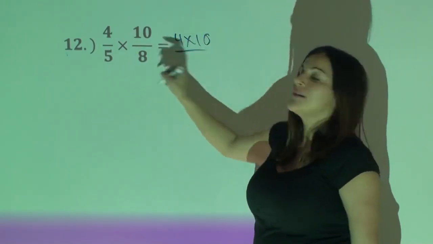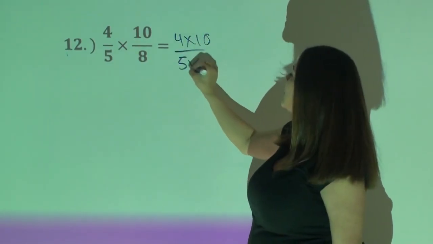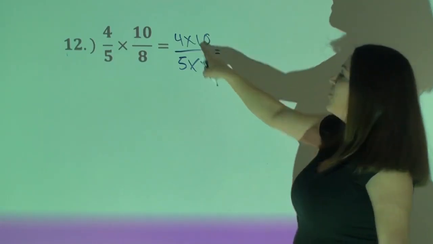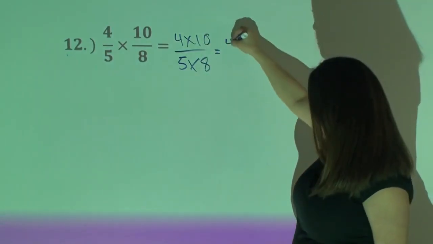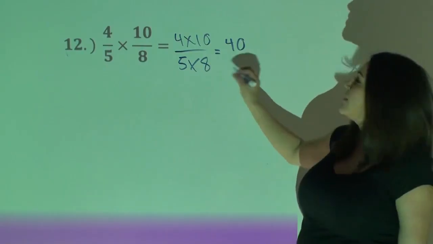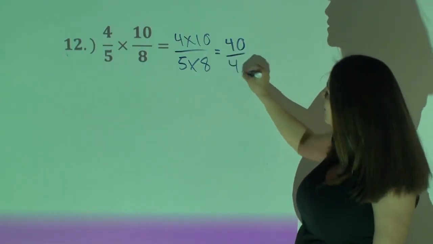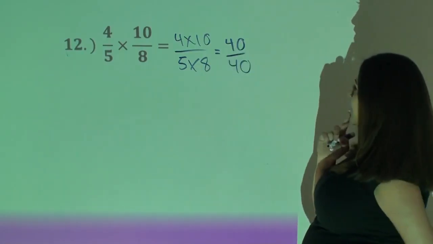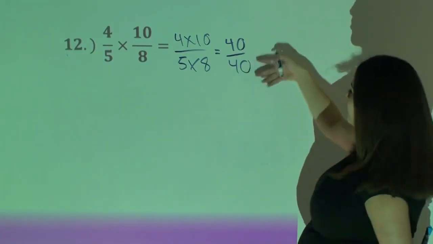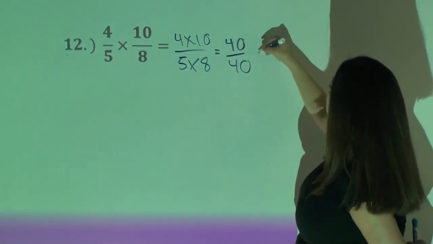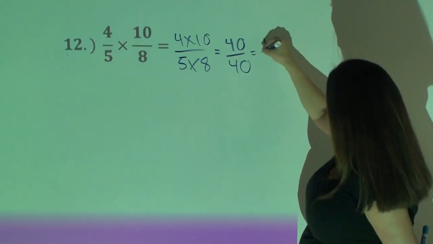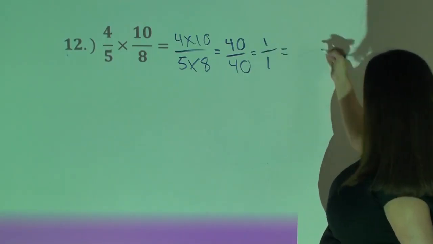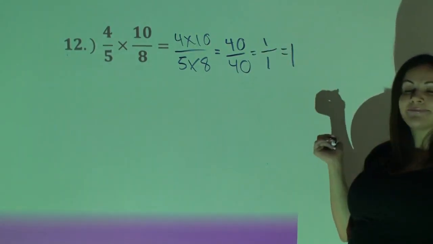over 5 times 8. 4 times 10 is 40. 5 times 8 is also 40. So we can actually reduce both of these by 40, right? 40 goes into 40. So we end up with 1 over 1, which can be simplified to just 1.